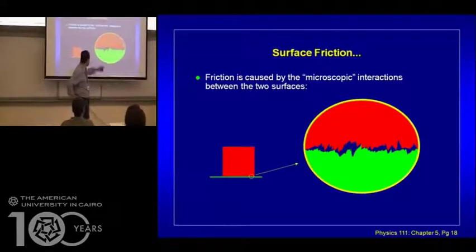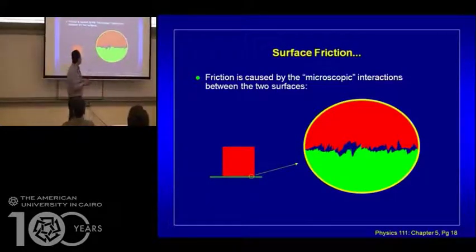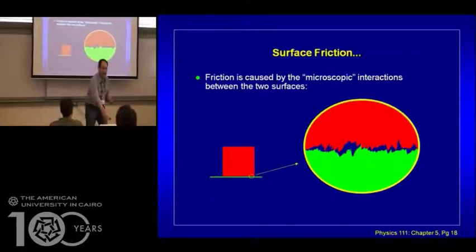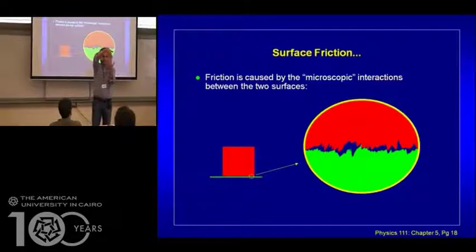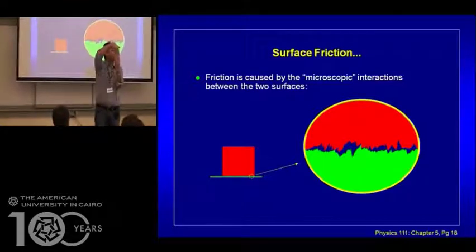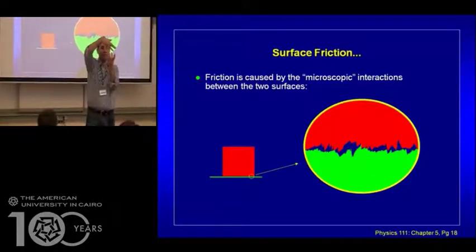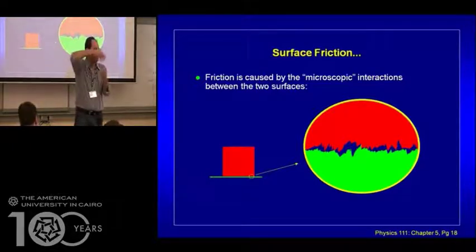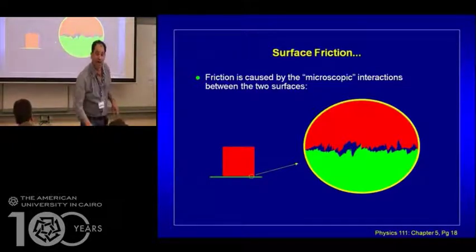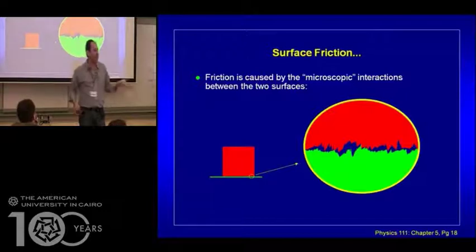If you look at that picture, you can guess what happens. If it's static, the two objects don't move. If it's kinetic, this is what happens: the hills on the top of the two surfaces jump over each other, and that's why the motion happens. Then you have kinetic friction. So we have actually two kinds of friction, static friction and kinetic friction.